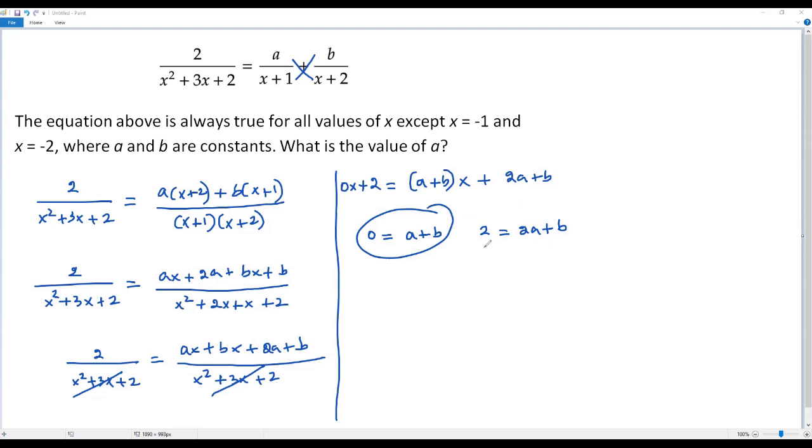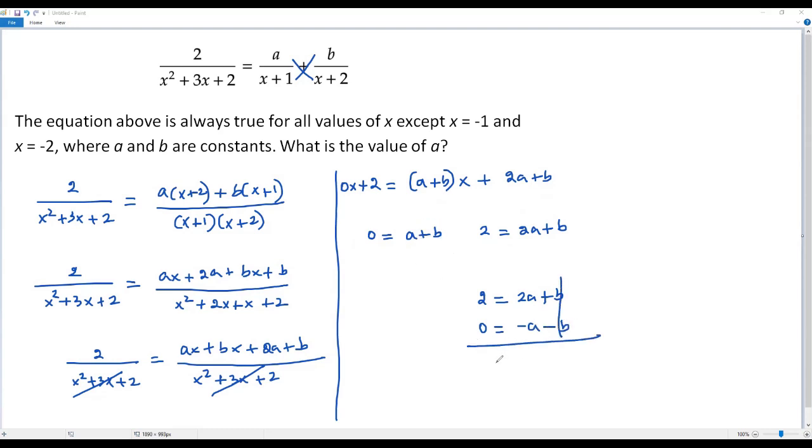For that, we can subtract the first equation from the second equation so that we can eliminate b. Let me write the second equation as it is: 2 = 2a + b. Since I subtract the first equation from this one, I have to multiply the terms of the first equation by negative. When I multiply this 0 by a negative sign, it's still 0. When I multiply this a by a negative sign, it will be negative a. When I multiply this positive b by negative, it will be negative b.